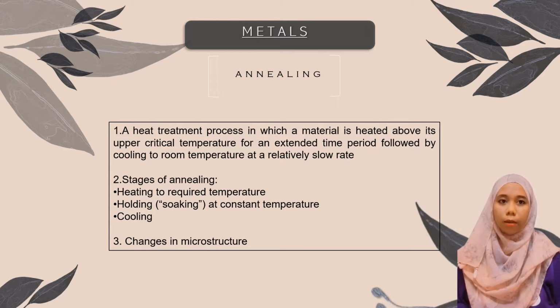Annealing has 3 stages. The first one is heating to the required temperature, followed by soaking at a constant temperature, and lastly cooling. The annealing heat treatment causes changes in the microstructure of the metal. Further explanation will be shown in the next video on how the annealing process happens.